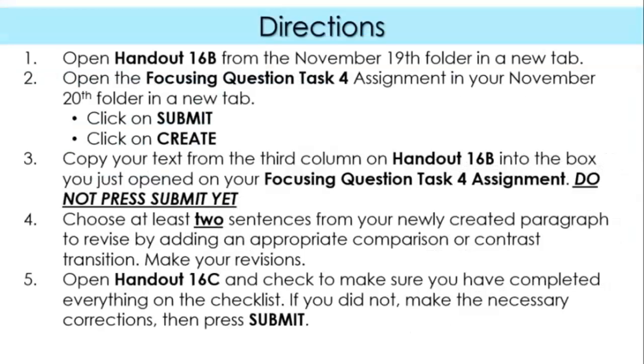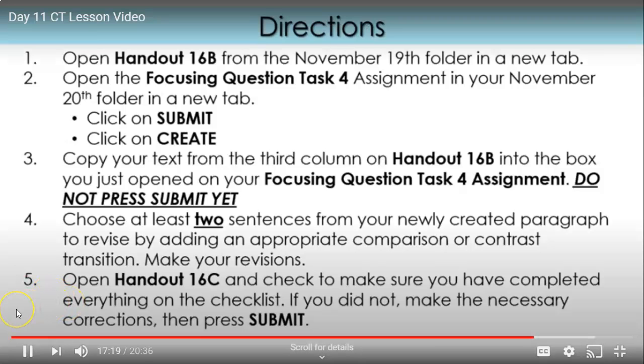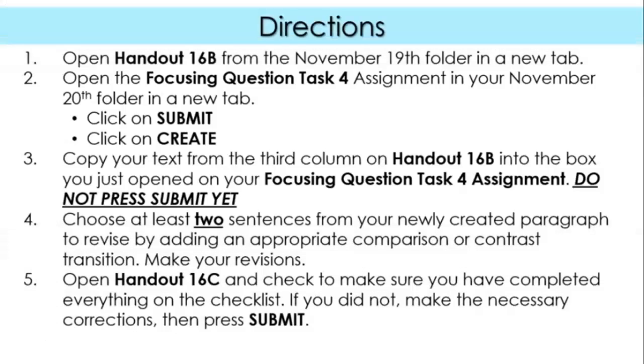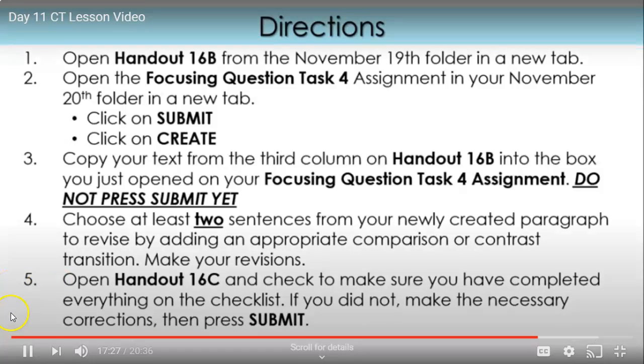Okay, so right now I want you to have open handout 16B from the November 19th folder in a new tab. I want you to open the focusing question task 4 assignment in your November 20th folder in a new tab. So you should also have open the other ones that I said to have open, but your main focus will be 16B and then your focusing question task 4 assignment. Also, really quickly, I just want to add that I've posted links to get to the assignment within today's folder. So those are there for you.